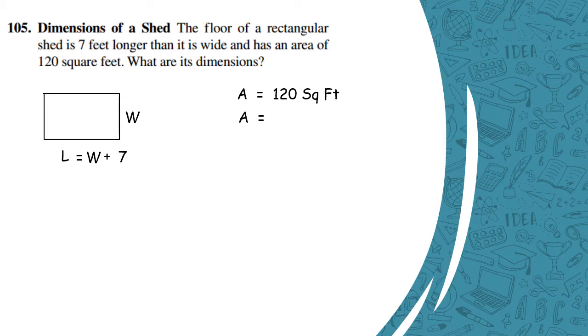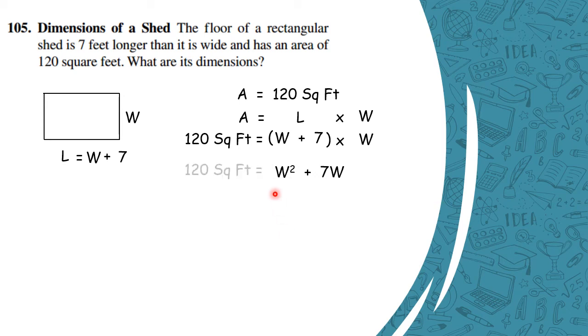The area of a rectangle is the product of the length times the width. We can replace the value of the length with w plus 7, keep it as a group, and then multiply it by the width. We can also replace the area with the known value of 120 square feet. We'll do a distribution on this side of the equation to get w squared plus 7w. And then the left-hand side will just be 120 square feet.